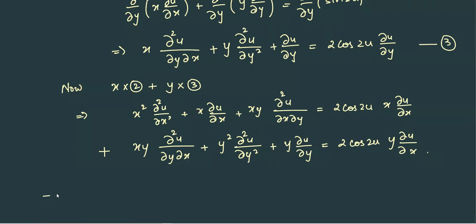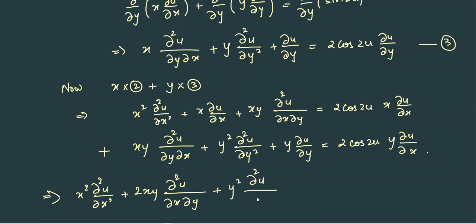So we are adding these two. This will give x² ∂²u/∂x² plus these two terms, ∂²u/∂x∂y and ∂²u/∂y∂x, which are equal. So this will be 2xy ∂²u/∂x∂y plus y² ∂²u/∂y², plus x ∂u/∂x plus y ∂u/∂y.